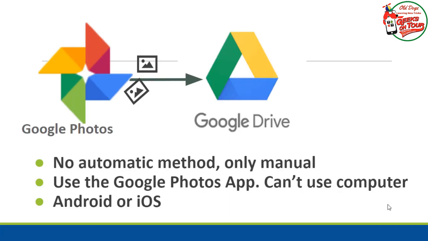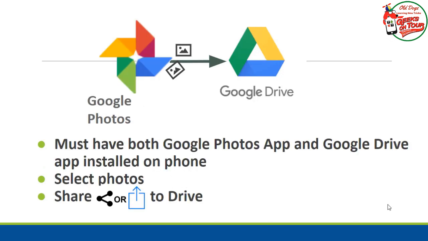There is no automatic method, only manual, and you need the Google Photos app. You can't use a computer, either Android or iOS, but it must be the app. So I'm going to show you how. You must have both the Google Photos app and the Google Drive app installed on your phone. Then you select the photos from Google Photos, you click the Share button, and share to Google Drive. Let me show you how.